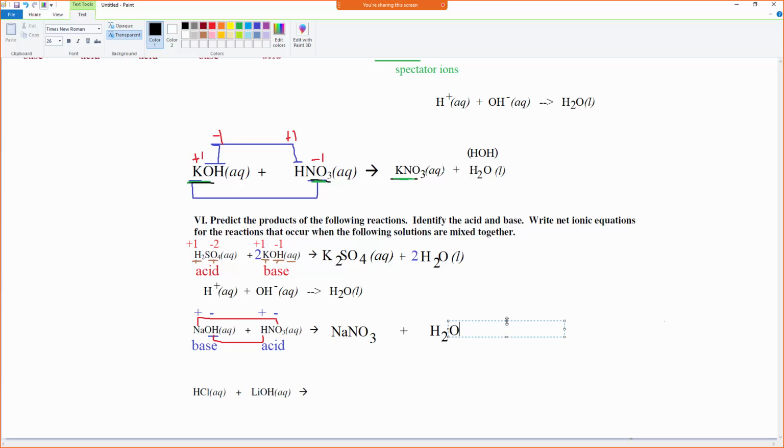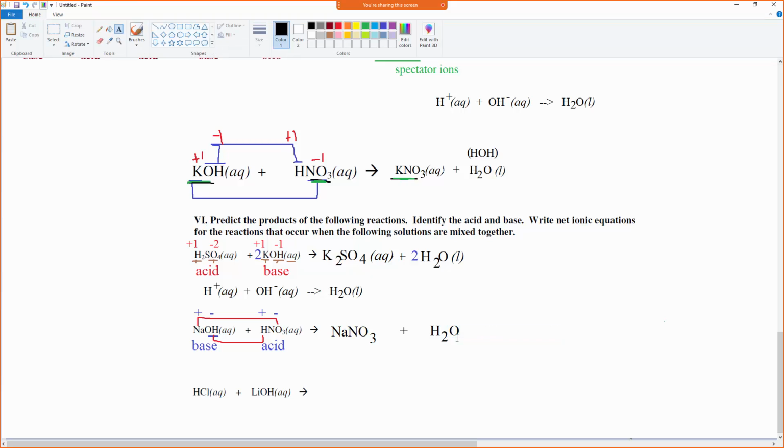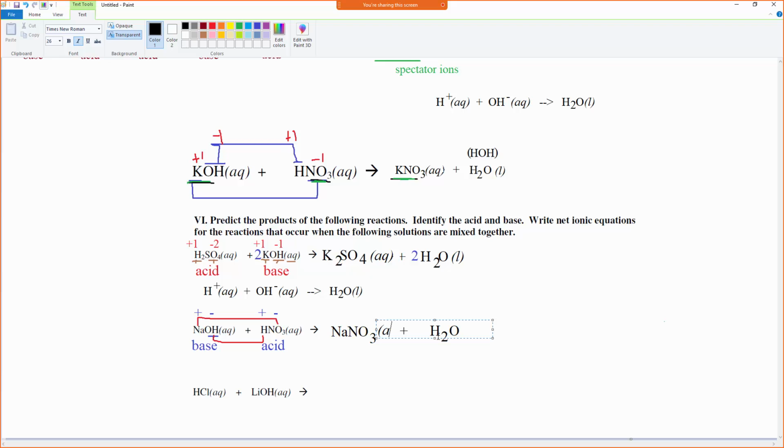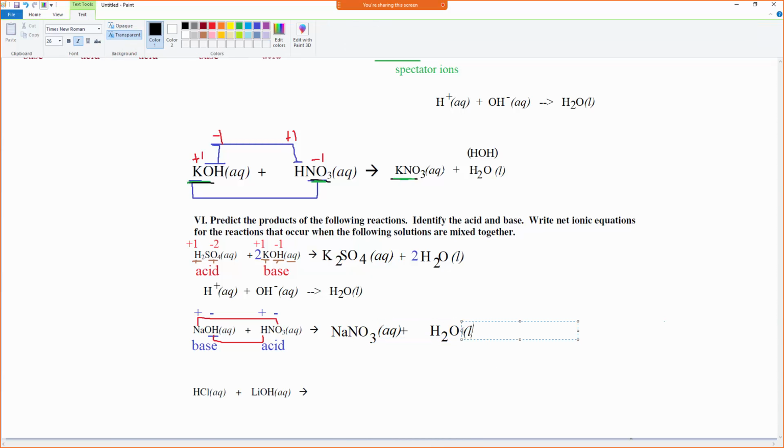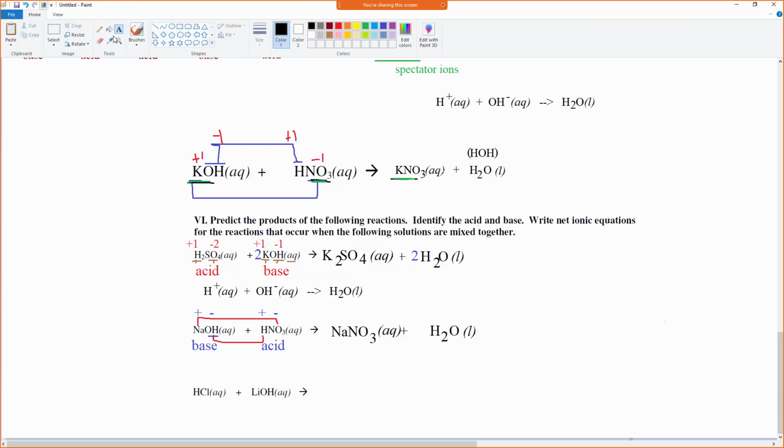Okay. All right. And this one, aqueous, and this one, liquid. Okay. Excellent, Sarah. There we go. All right. So we predicted the products by doing the outsides and the insides and following the charges. We identified our acids and bases.